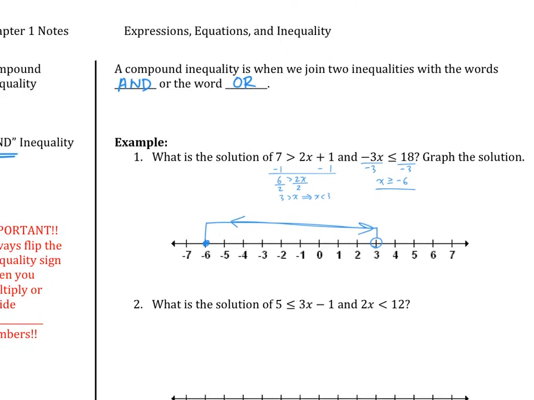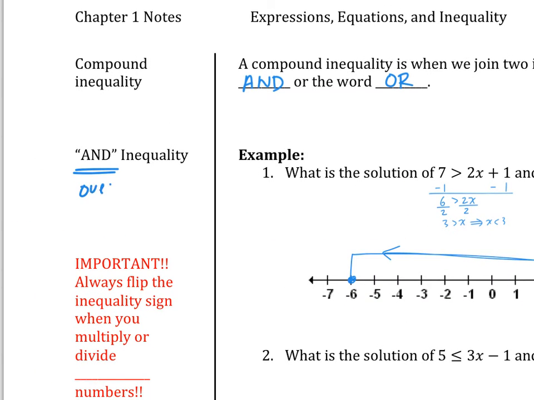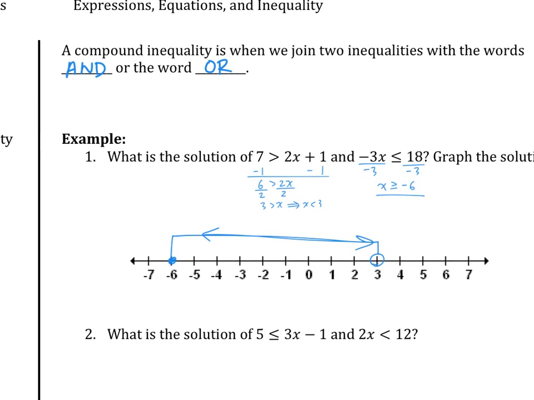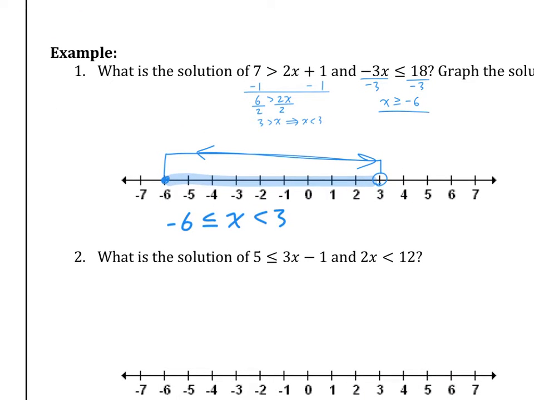So "and" means where do they both overlap? It overlaps in this section here between -6 and 3. So what you could actually write is that the solution set is -6 less than or equal to x less than 3. So between -6 and 3, but include -6. Okay? All right.